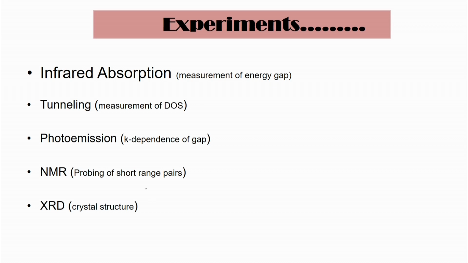NMR probes short pairs. Usually these pairs are defined by a coherence length, which is basically the size of the resulting wave function, and there are also smaller pairs. In fact, high T c superconductivity is believed to be caused by shorter pairs. So, NMR probes the existence of shorter pairs, and of course, XRD, which is X-ray diffraction, does the crystal structure determination of all materials including the superconductor.